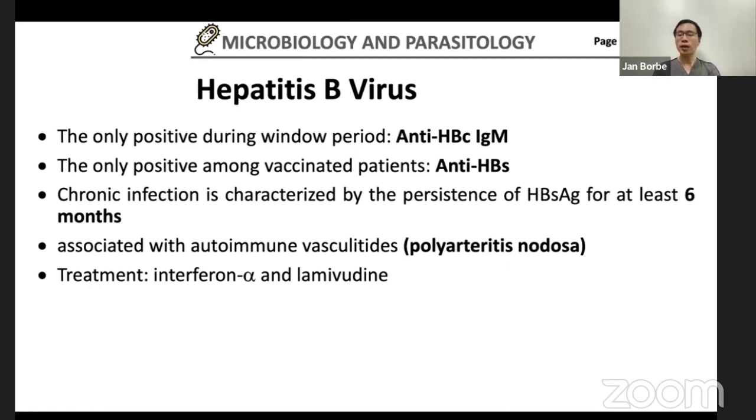Okay? And what rheumatologic condition or vasculitic condition is associated with Hep B infection? The answer here is polyarteritis nodosa. Okay, hepatitis B equals polyarteritis nodosa. Hepatitis C, dagdag ko lang dito na naisip ko lang, equals yung mga cryoglobulinemic vasculitis. Okay?